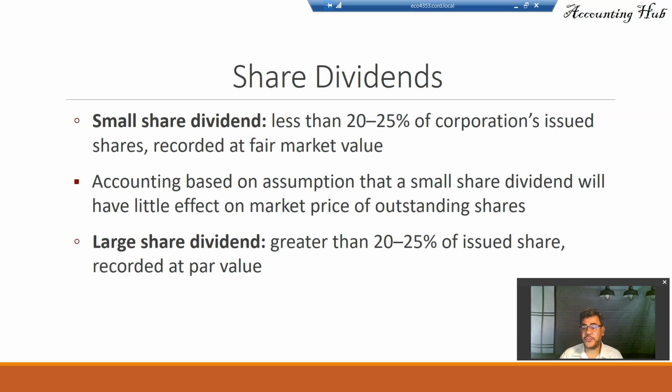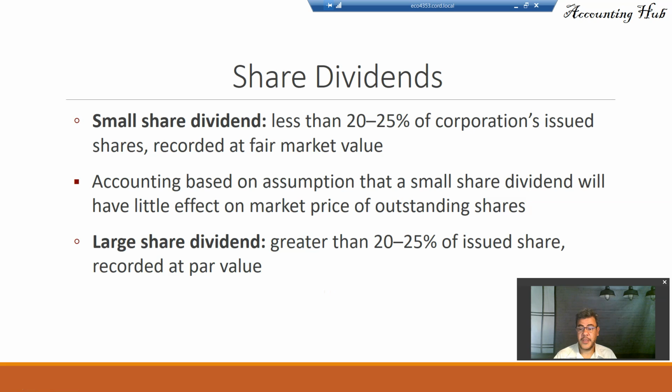And we have two kinds of dividends: small and large share dividends. Small share dividend, less than 20 or 25%, depending on your country, of the corporation's issued shares, is recorded at fair market value. We do it based on the assumption that it will not change the market price because it's a very low number of shares. Large share dividends, we record at par value because it will change the market value.